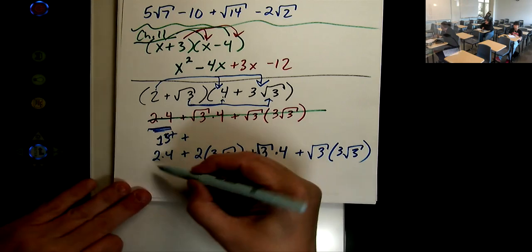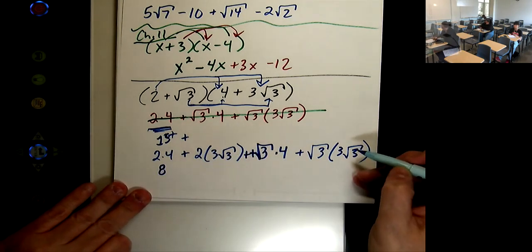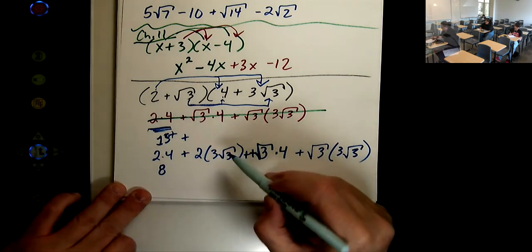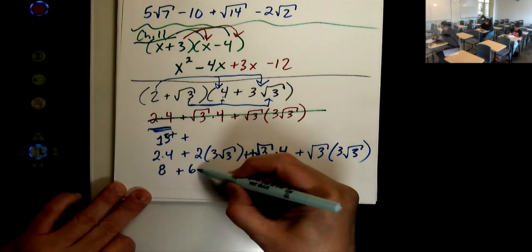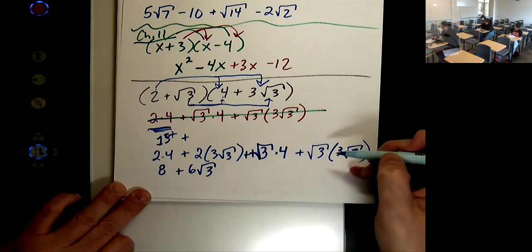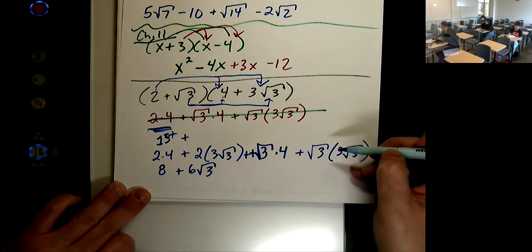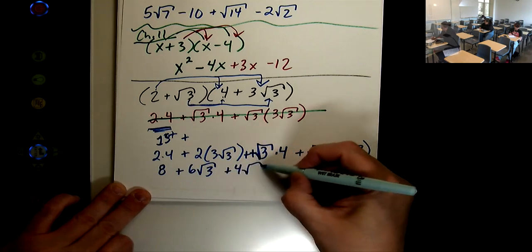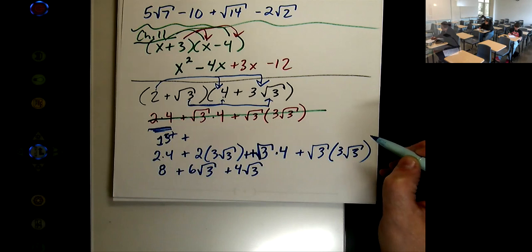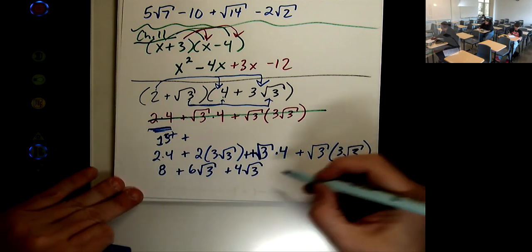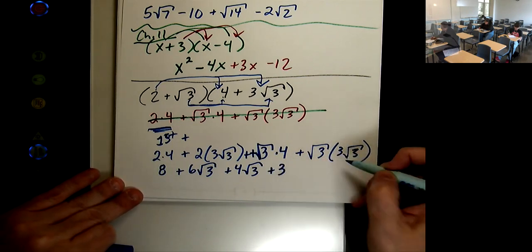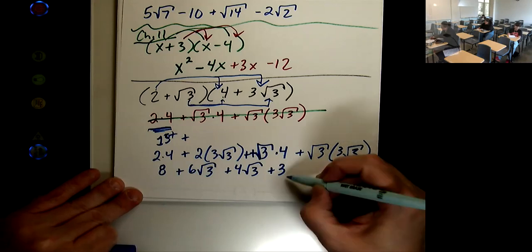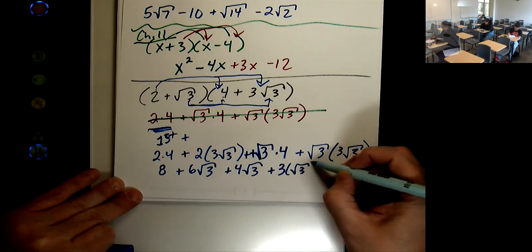2 times 4 is 8. 2 times 3 root 3 is 6 root 3. Square root of 3 times 4, I'm just gonna put the 4 in front. And then I've got plus 3 times square root of 3 and another square root of 3. I got square root of 3 squared.